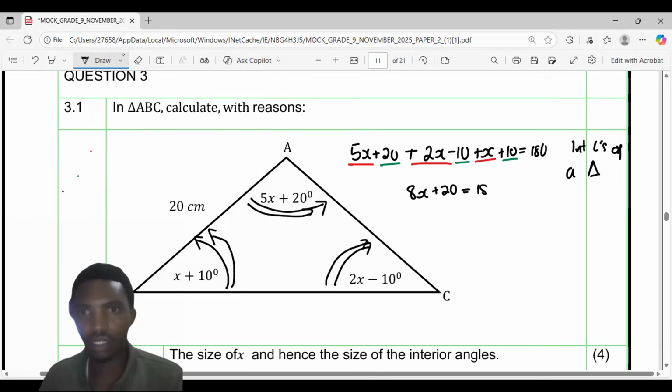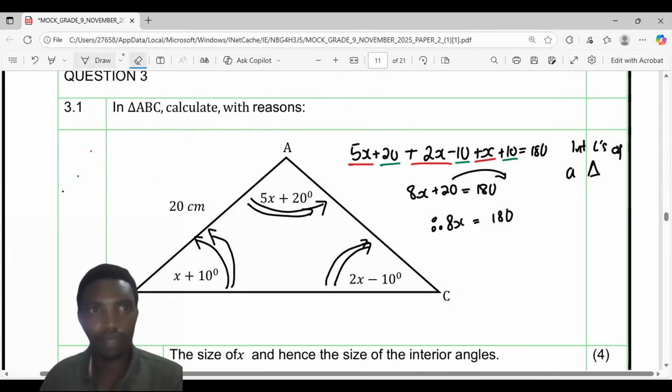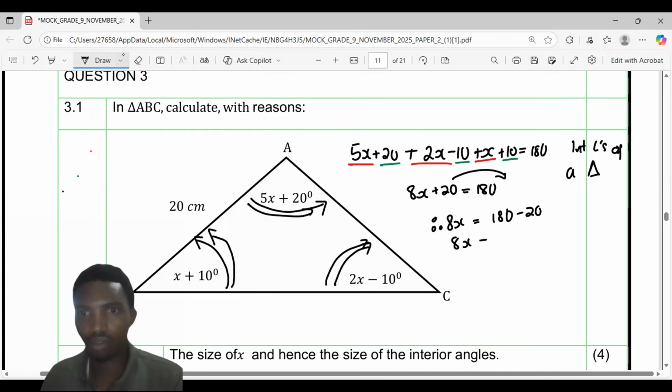is equal to 180. Then you take the 20 over to the other side. So finally, we're going to have 8x equals 180 minus 20, not minus 60, minus 20. And then 8x is equal to 160. We divide both sides by 8. So our answer in this case is how much? 20. Our x is 20.